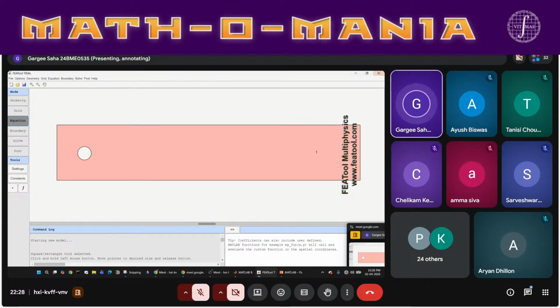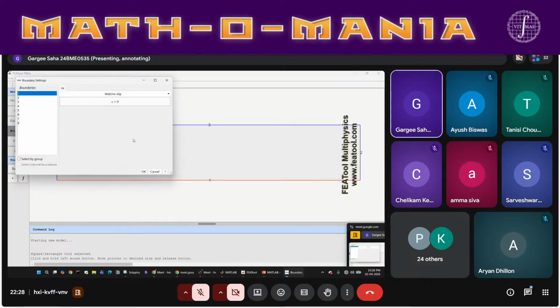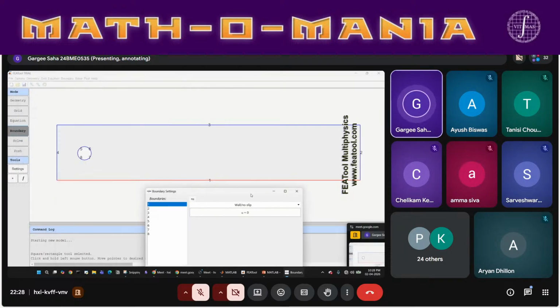We will now set the boundary conditions. So these boundaries, as you can see, have been labeled as 1 through 8, and these are the representations of both the chamber boundaries and the boundaries of the cylinder.